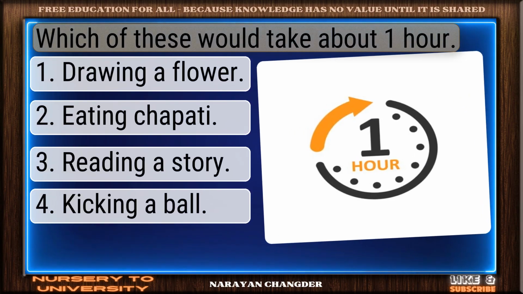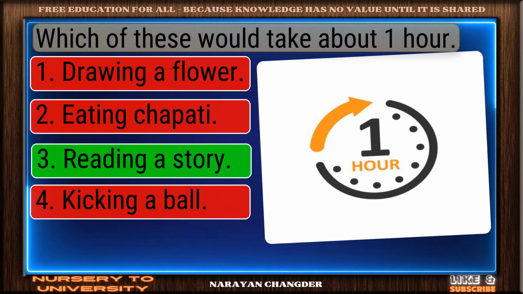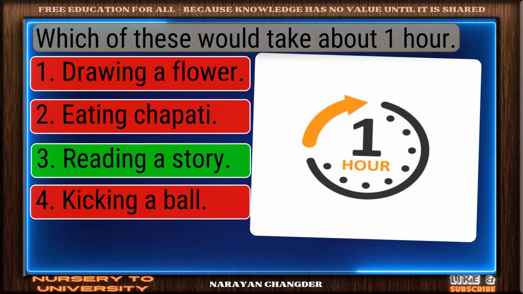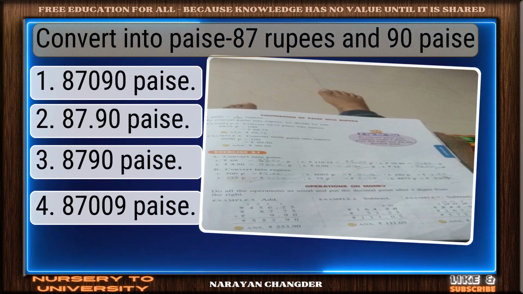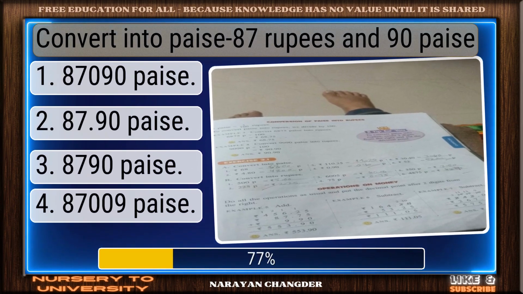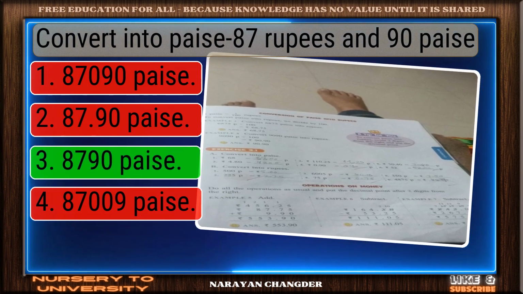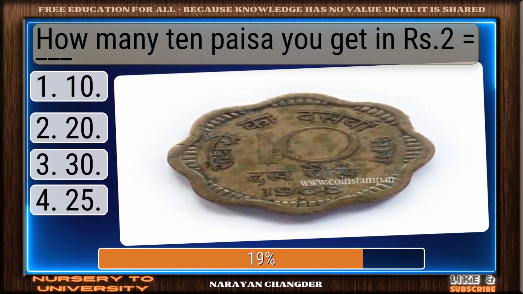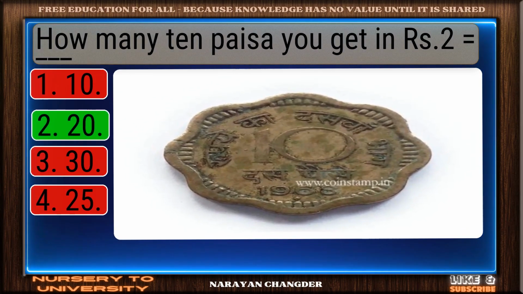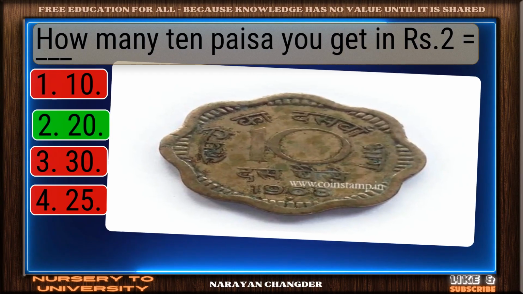Which of these would take about 1 hour? On track. Reading a story is the correct answer. Convert into Paise 87 rupees and 90 Paise. Great thinking. 8790 Paise is the right choice. How many 10 Paise do you get in Rs 0.2 equal to dash? Smart move. 20 is an accurate answer.